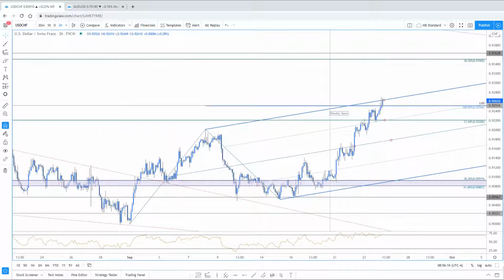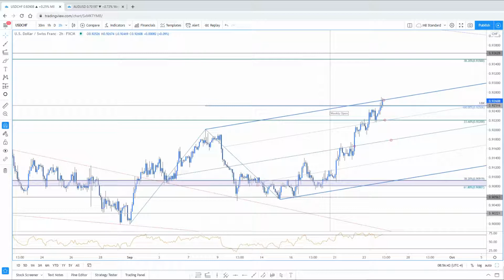Questions, comments, concerns. Initial support 92.20. Look for the median line to be sort of the break. 91.80 is where I labeled it yesterday. I'm kind of still looking at that region, maybe a little bit higher, to suggest you got a larger correction, but that actually might be a decent entry if we get down there. Questions on Swissy?